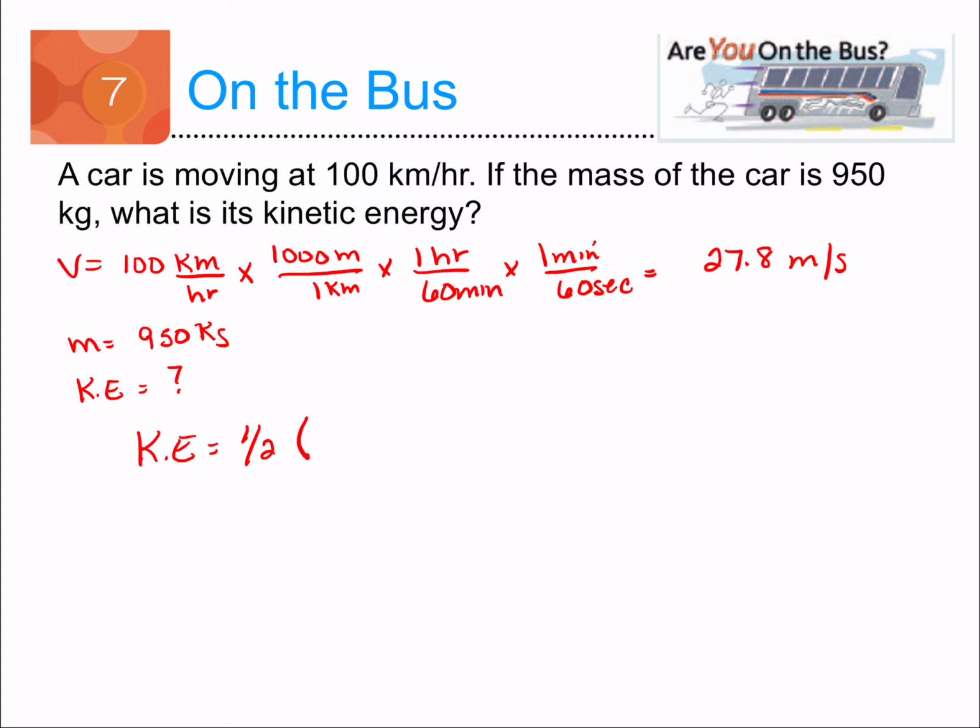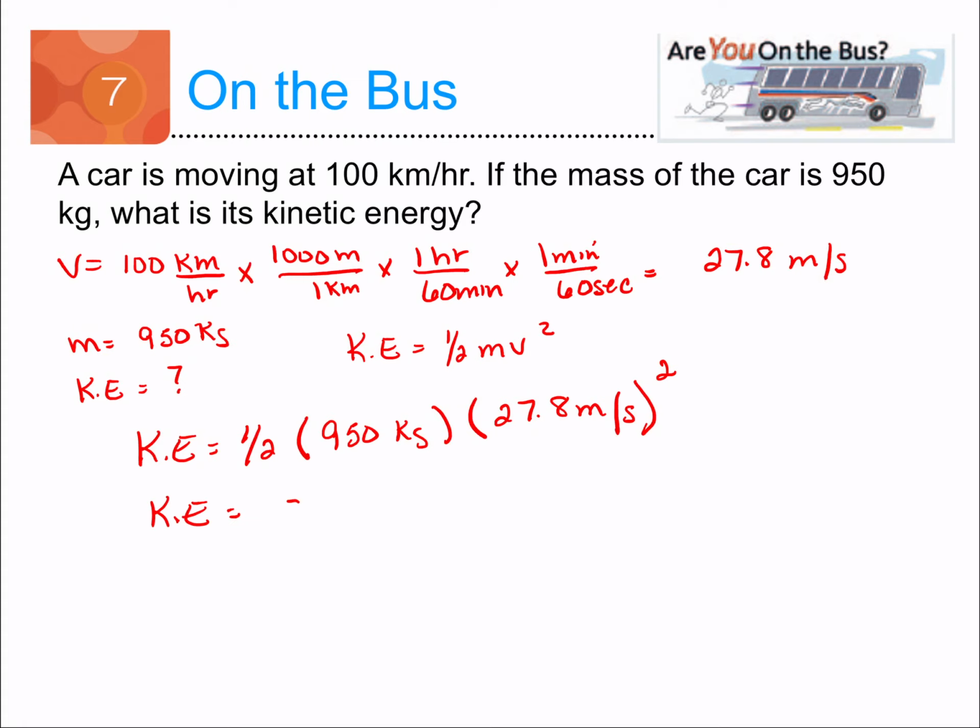So now we can determine the kinetic energy. 1/2 times the mass, which is 950 kilograms, times the speed, 27.8 meters per second, and that's all squared. Because if you remember, kinetic energy is 1/2 mv squared. So our kinetic energy would equal 3.67 times 10 to the 5th joules.